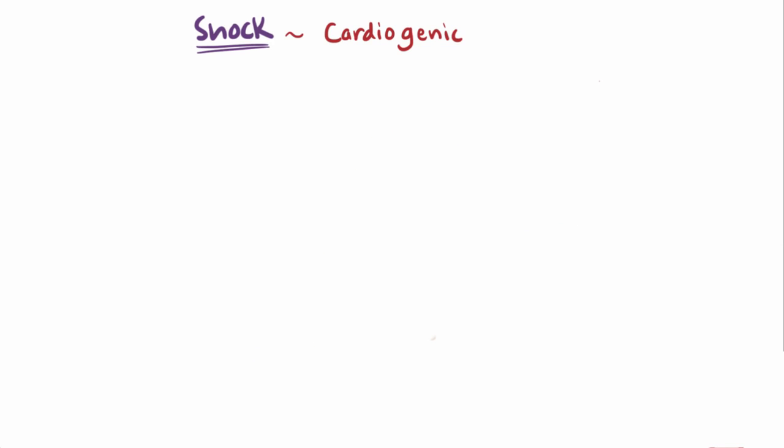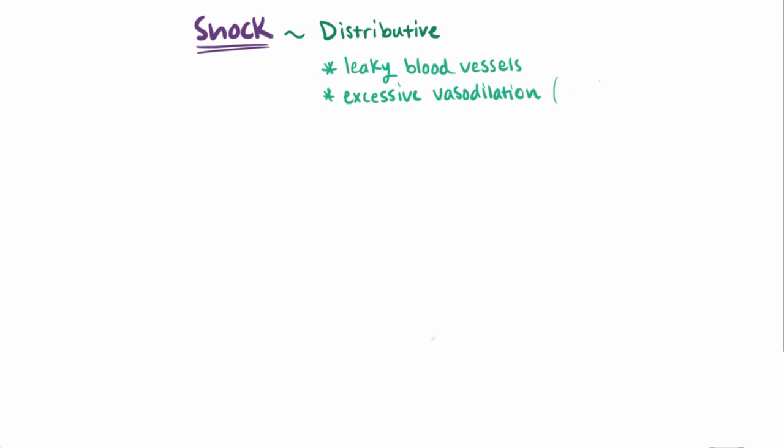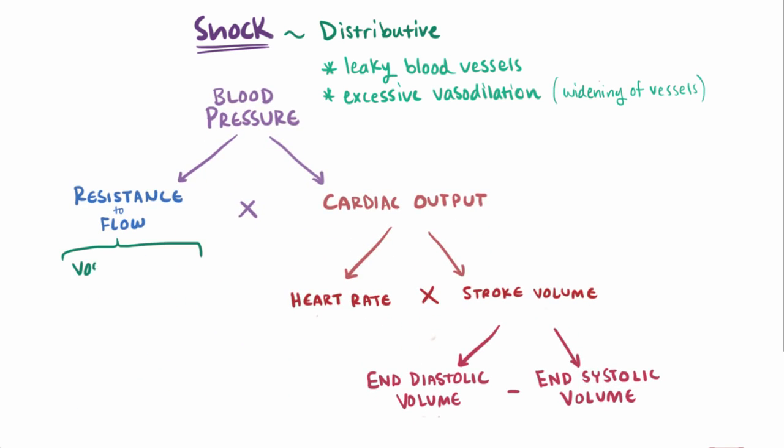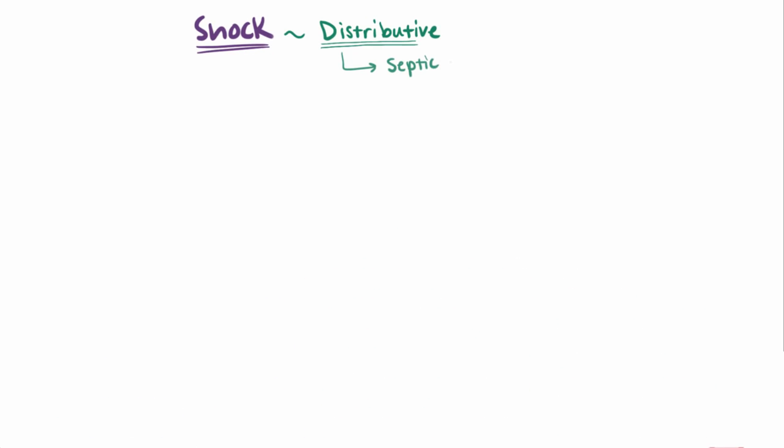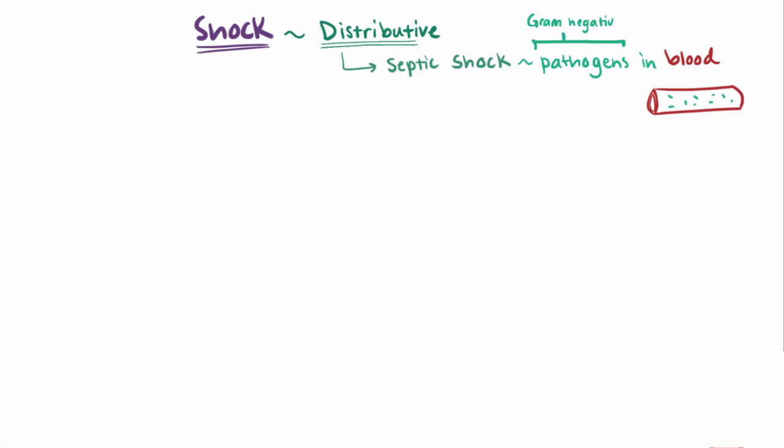Alright, the third main category of shock is called distributive shock, where there's typically a leakiness of blood vessels and an excessive amount of arterial vasodilation, or widening of the peripheral blood vessels, which remember is one of the components of vascular resistance. If arterioles dilate, vascular resistance to blood flow goes down and blood pressure goes down, leading to less perfusion and distribution of blood to organs and tissues. Now, the most common type of distributive shock is septic shock from pathogens in the blood, most commonly gram-negative pathogens.